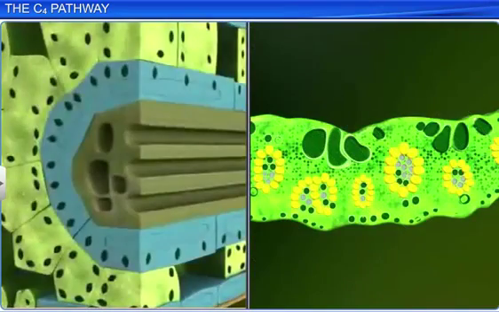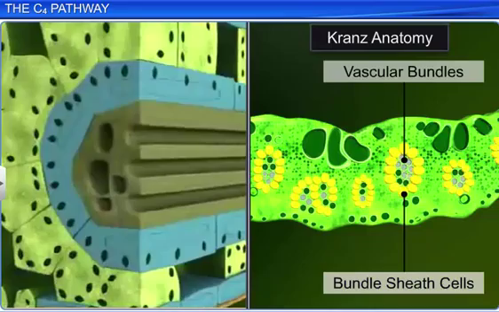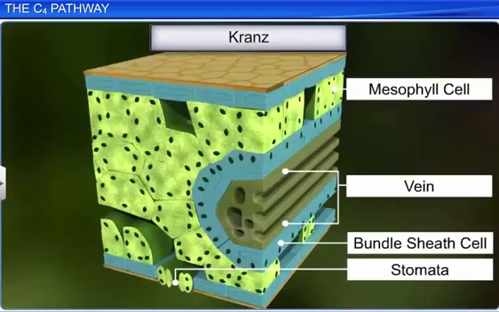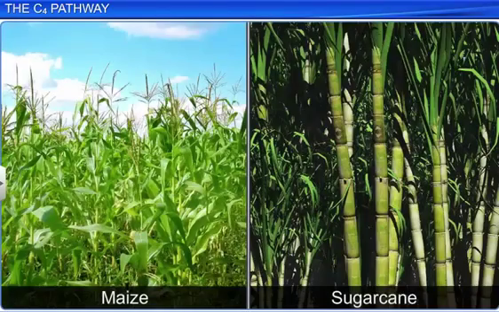Leaves whose anatomy shows vascular bundles encircled by bundle sheath cells are called leaves with Kranz anatomy. Kranz is derived from a German word which means halo or wreath. Examples of plants exhibiting Kranz anatomy are maize and sugarcane.